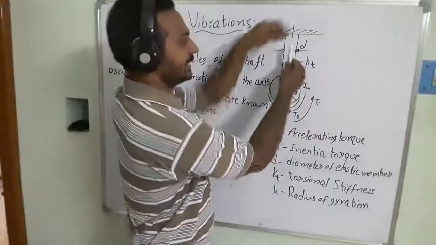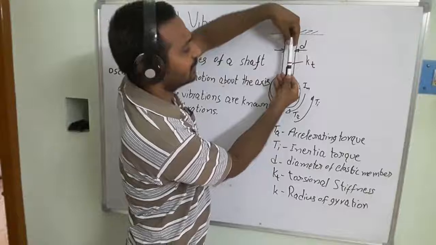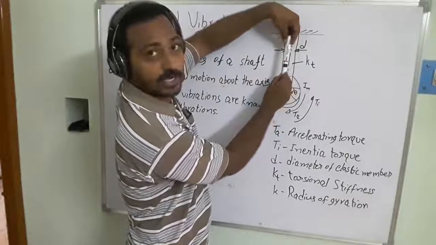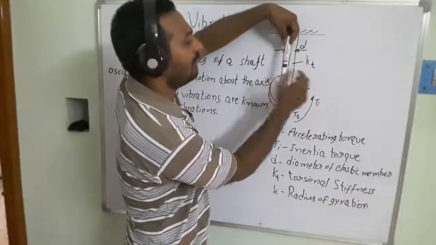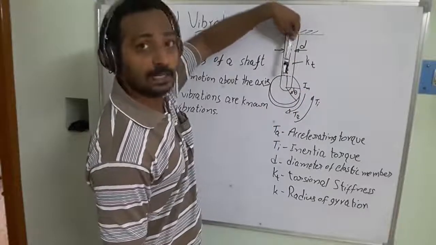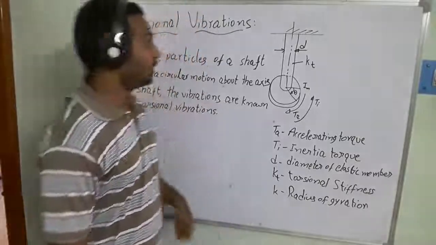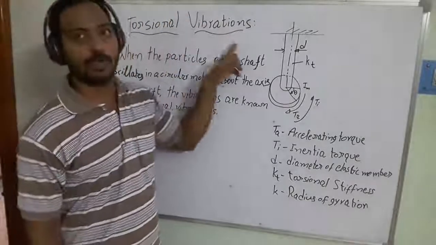In this case, when I apply an initial displacement, the system is going to move in this direction. Then once I release the external force, the system is going to repeat that oscillating motion by itself. Then we can say this is free torsional vibration.